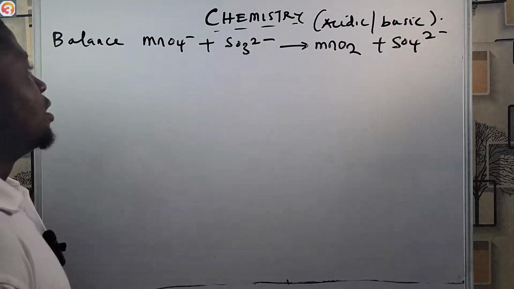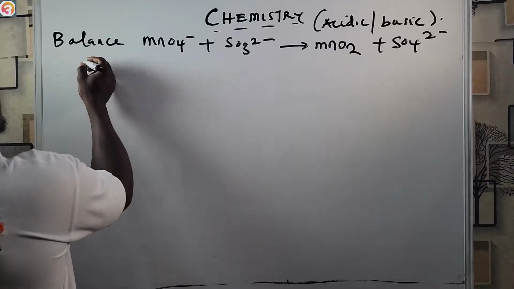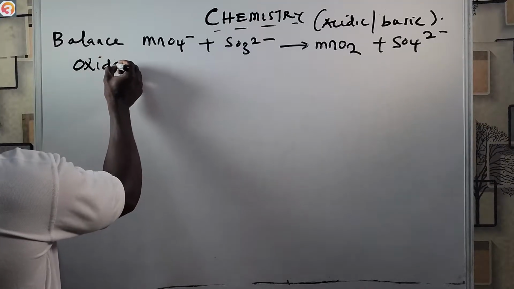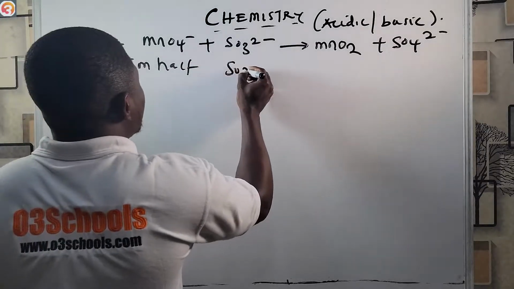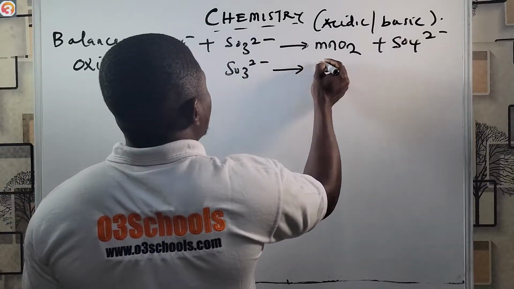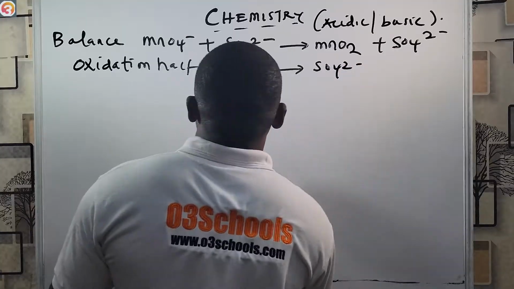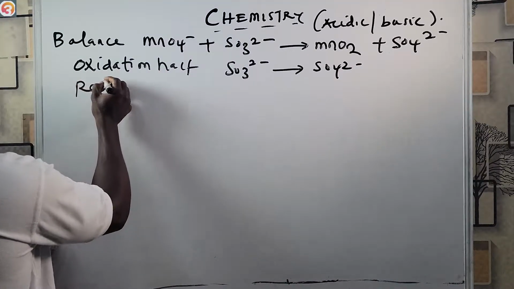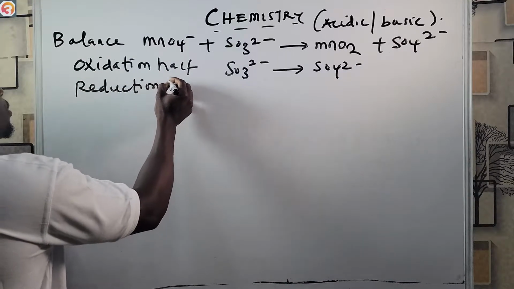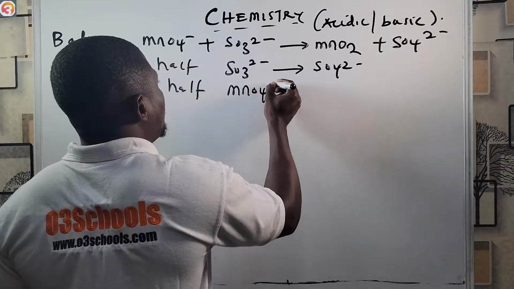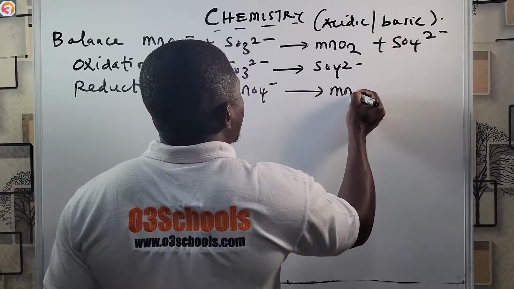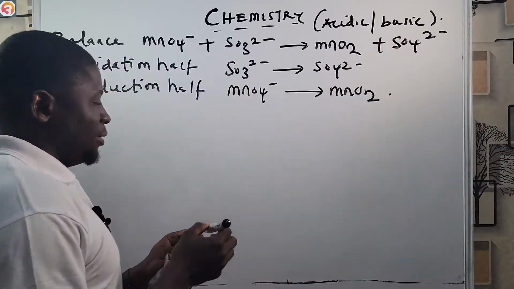Okay, now that we have known the oxidized species, the oxidation half is SO3 2 minus to SO4 2 minus. Now the reduction half. The reduction half is MnO4 minus to MnO2. Okay? So now what do we do first?